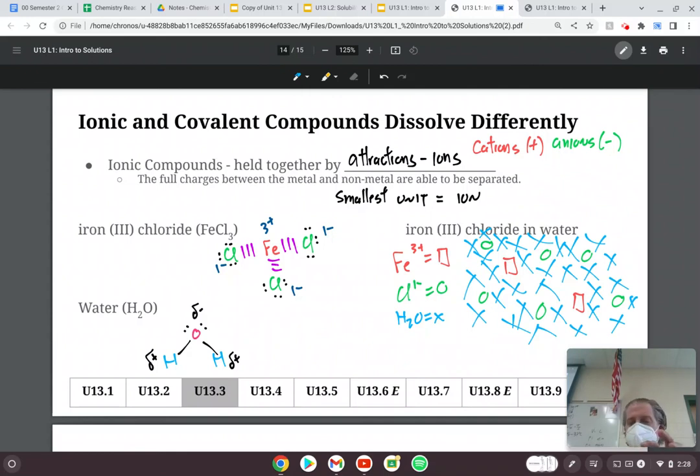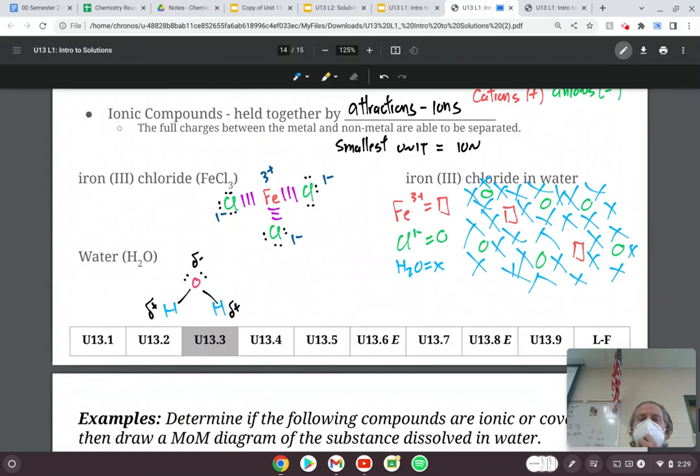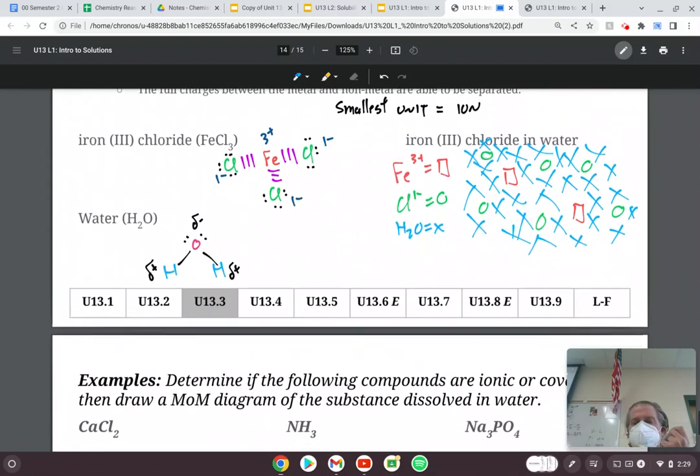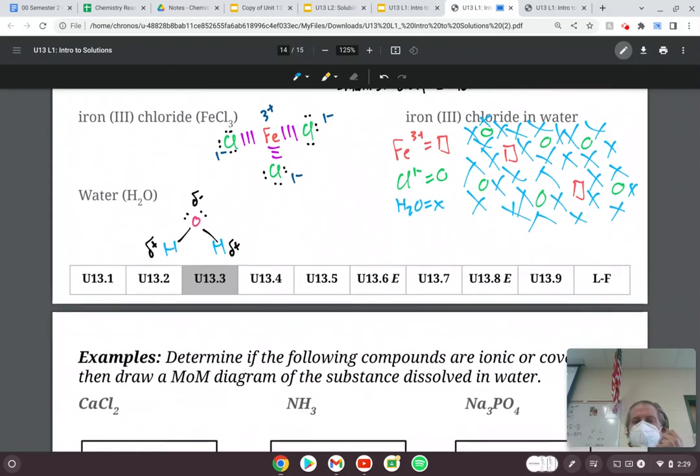So the difference between an ionic compound and a covalent compound, when it dissolves, is that for the covalent compound, the smallest unit is a molecule, and with an ionic compound, the smallest unit are the ions that make up the ratio. So what that tells us is that we have a few examples down below.